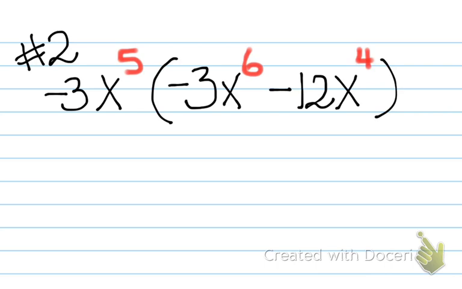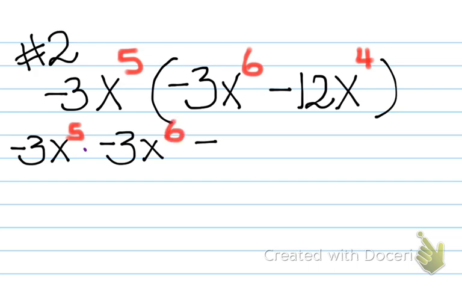We first need to multiply -3 x to the 5th power by -3 x to the 6th power. This will equal, multiply a -3 times a -3, and that gives us a +9 coefficient. And then we add the exponents. 5 plus 6 is 11. And we keep the variable the same.